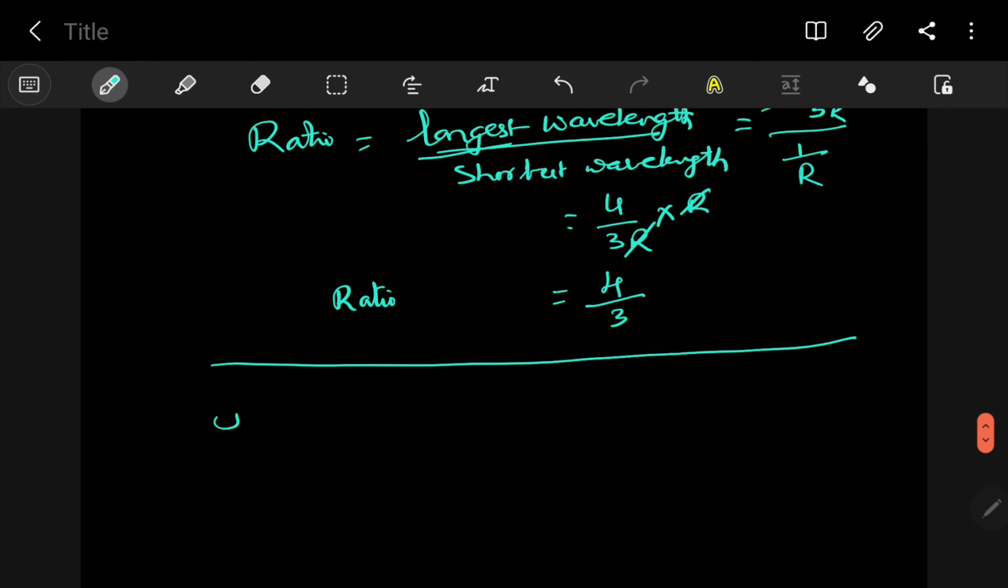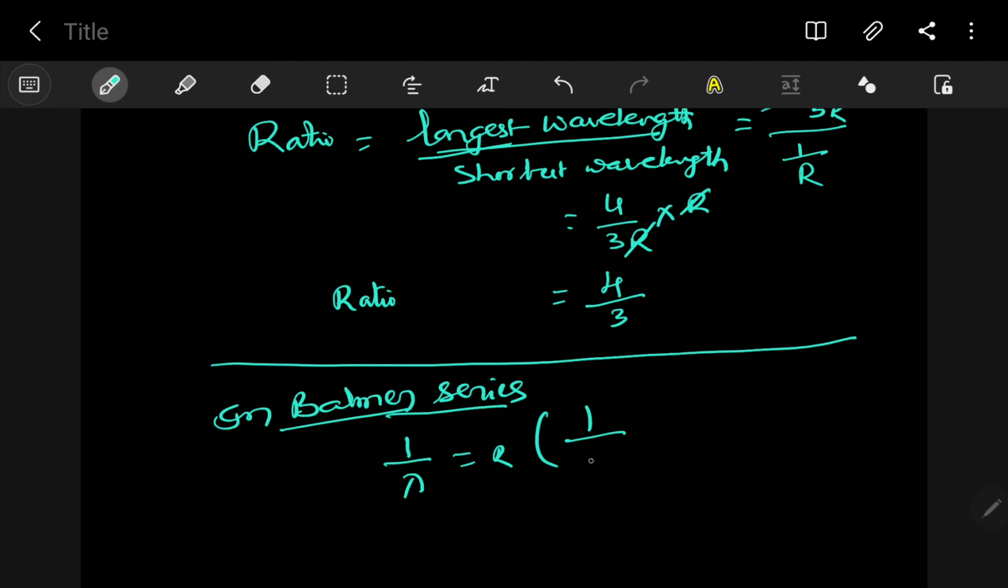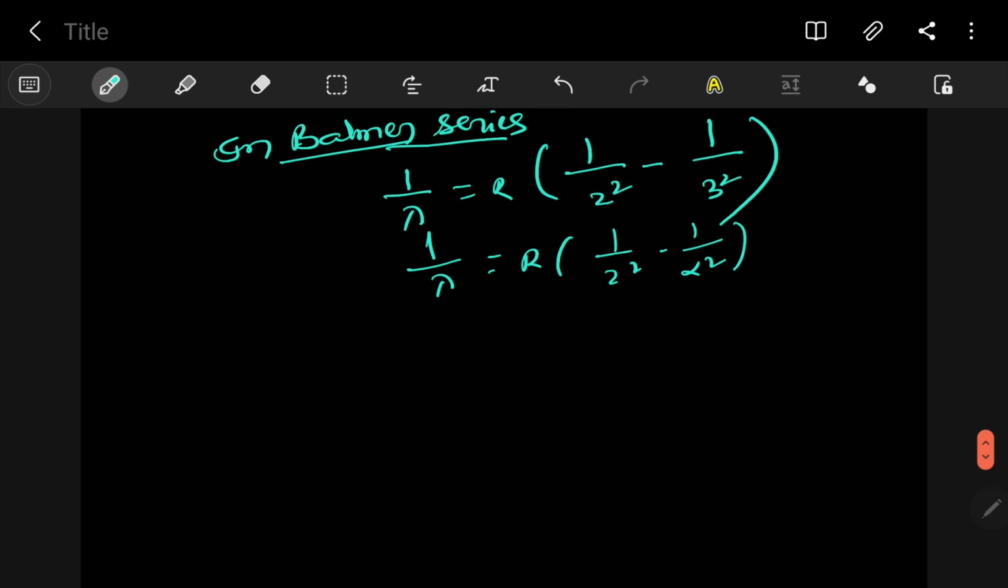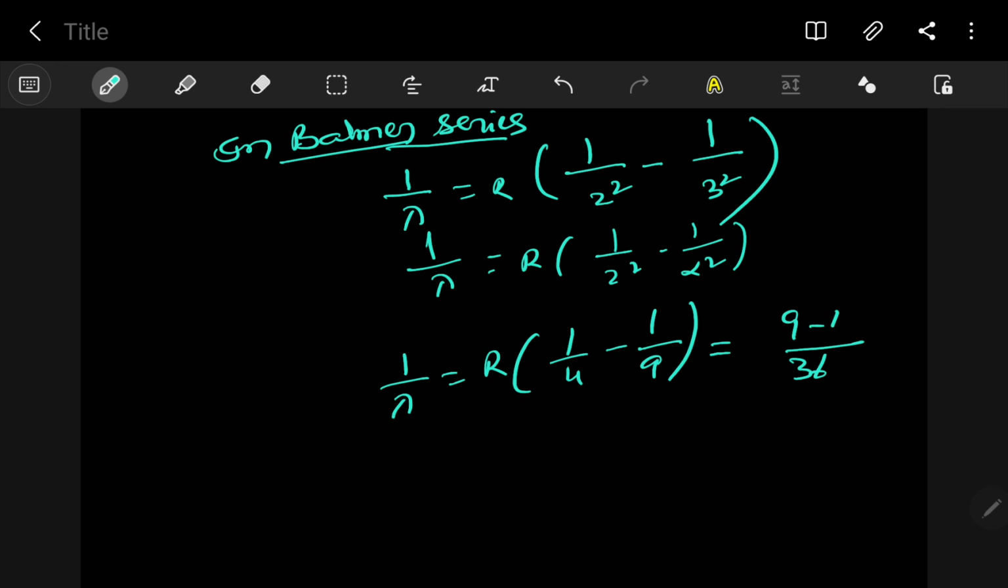And in the Balmer series, if they ask, the formula is 1 by lambda equal to R into 1 by 2 square minus 1 by 3 square for the longest wavelength, since nu is less. So 1 by lambda equal to R into 1 by 4 minus 1 by 9, which is 9 minus 4 by 36. That is 5 by 36 R, so lambda equal to 36 by 5R.